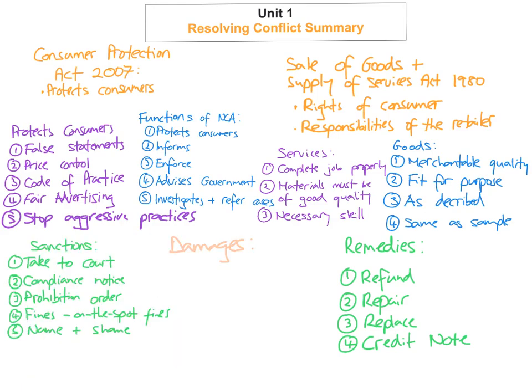If the consumer suffers some damages, there are a few things that they can get. The first thing they can get is some compensation, to the value of the loss. And the second thing is exemplary damages, and this is when they're fined an extra sum of money as a punishment for breaking the Consumer Protection Act. So exemplary damages.